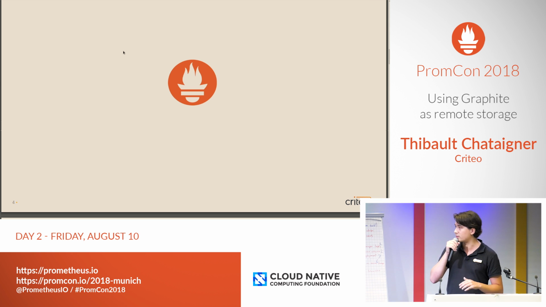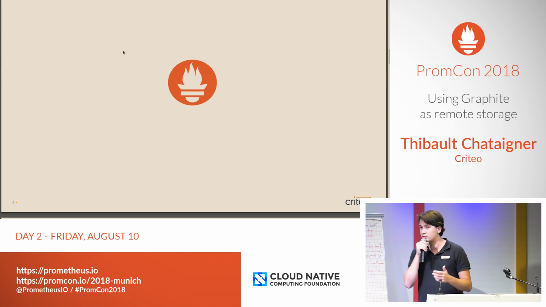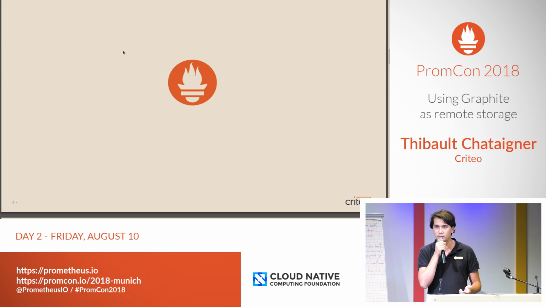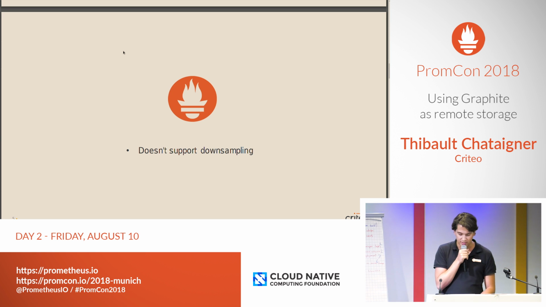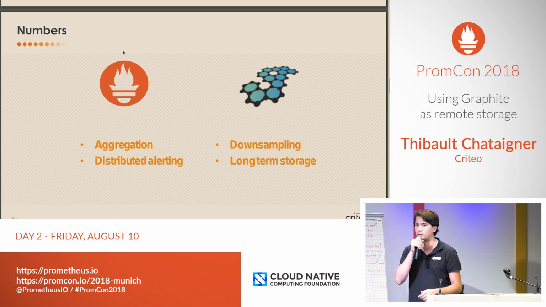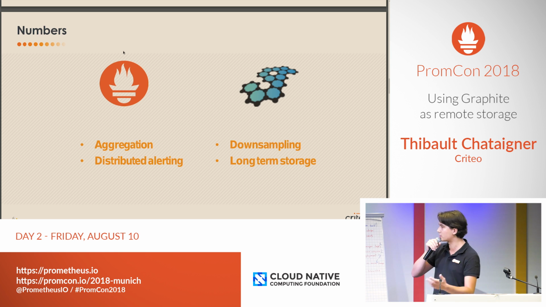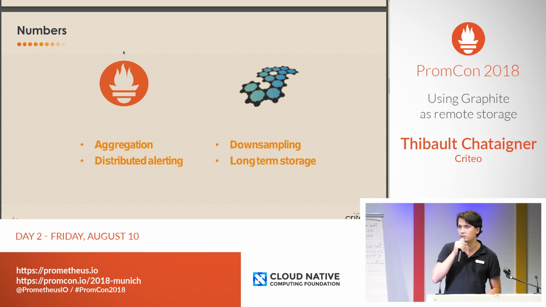And because we have hundreds of millions of time series, we can't store them for a very long time with Prometheus. And we need downsampling, and Prometheus doesn't do downsampling. So at some point, we need both of them: Prometheus for collecting data, aggregating metrics, and distributed alerting, and Graphite for downsampling and long-term storage.